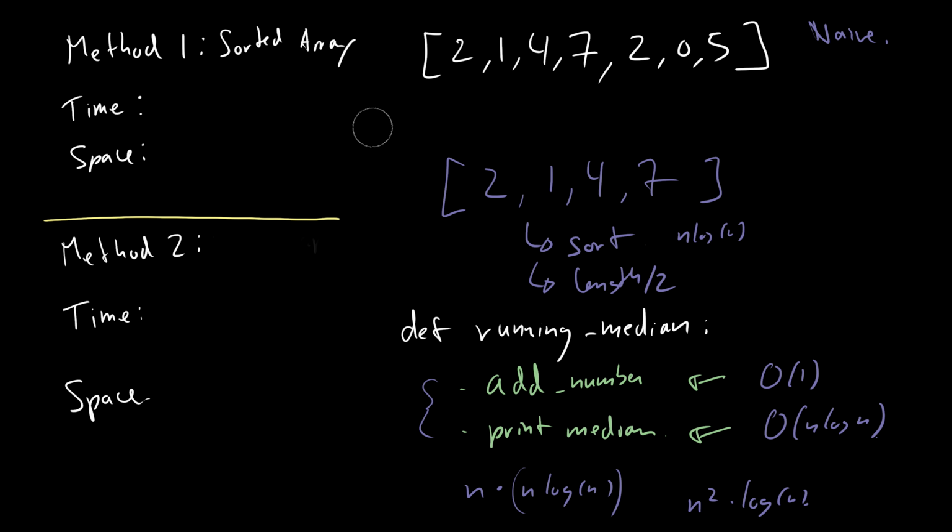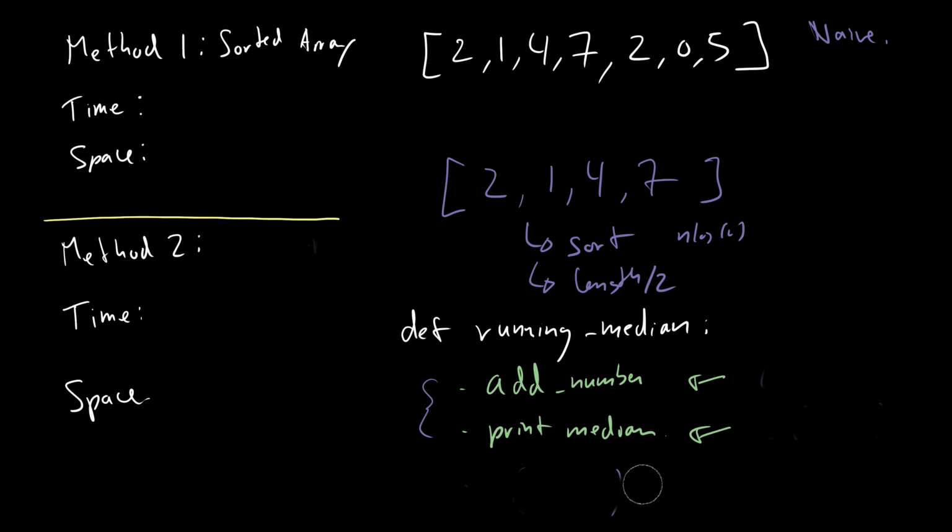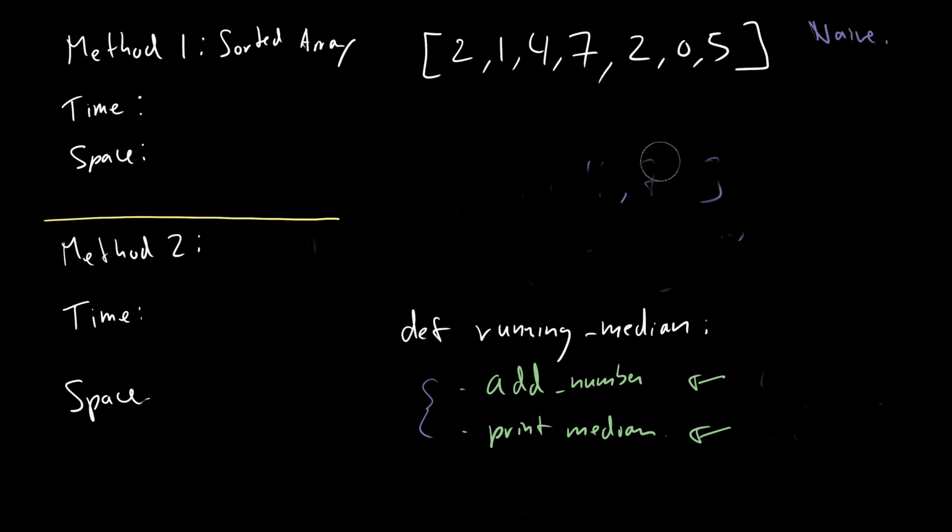Let's think of method 1. Call it sorted array. It's actually not the best method, but I'll say it anyway. In this method, you want to keep your array sorted. It's almost the same thing as last time, but this time you always have a sorted array. Every time you get a number, you get 2, and then you get 1, then you're going to do insertion sort. So you'll put it here.